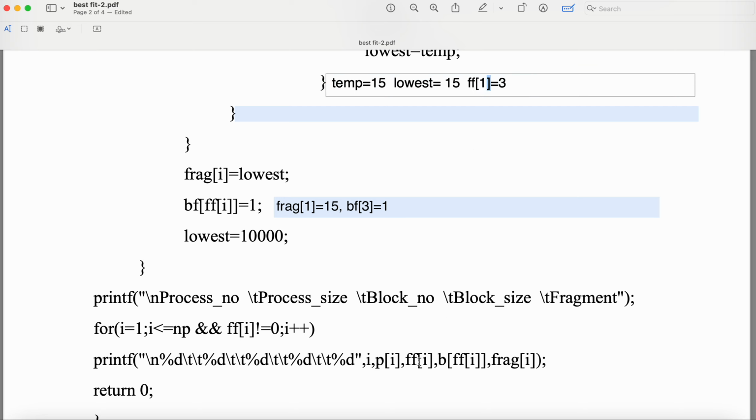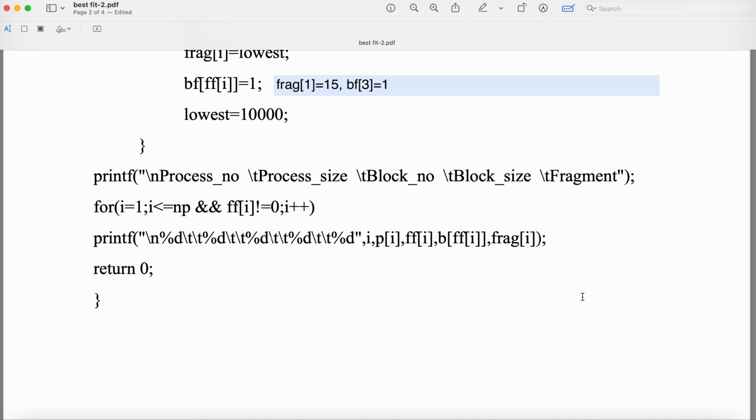So FF of I means the block number. Next, for the block size, before the FF of I we have to write B. So B of FF of 1. What is FF of 1? 3. B of 3 is nothing but the size of the third block. Next one is internal fragmentation. Likewise we are displaying. So this is the condition for displaying all the processes' data.